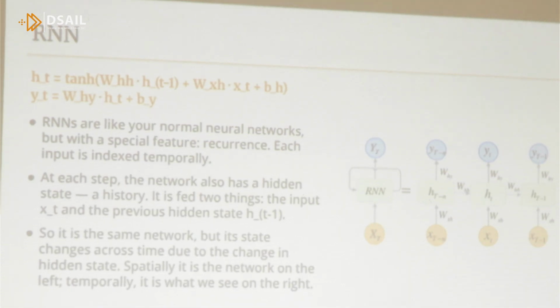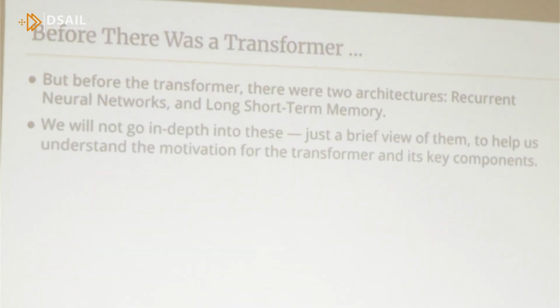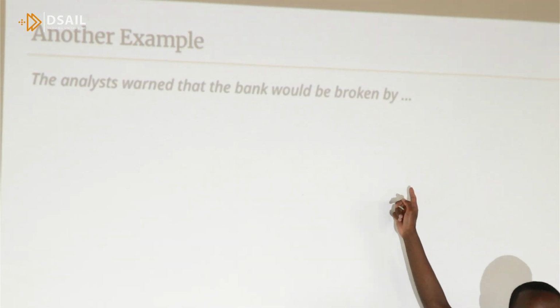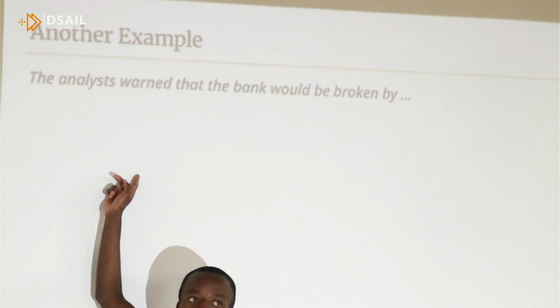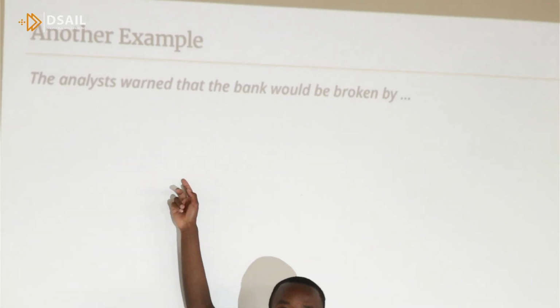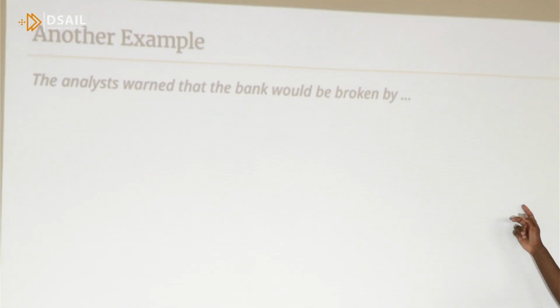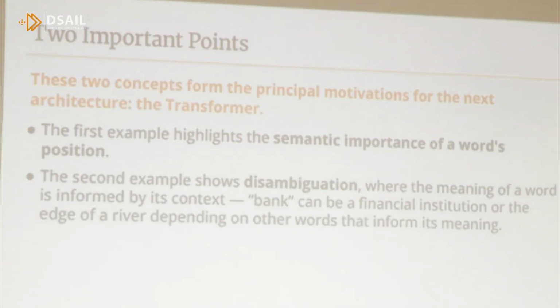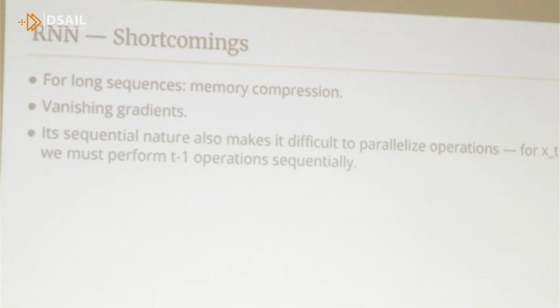Now, in the example that we gave, for example, the analysts warn that the bank will be broken by thieves or by floods. Now, the word floods gives meaning to analysts. So if we have forgotten what has happened in the past, the future is also affected. So when the sequences grow very long in RNNs, it tends to forget, memory compression, and also vanishing gradients.